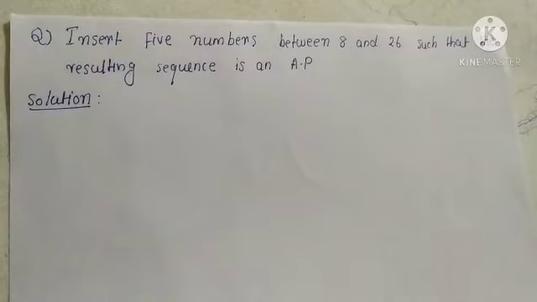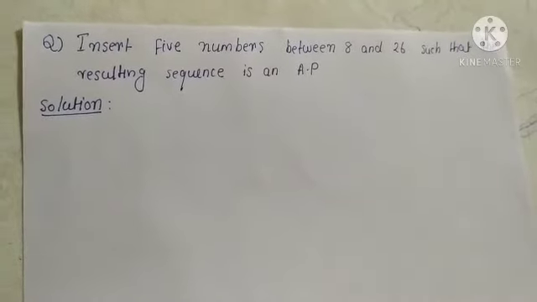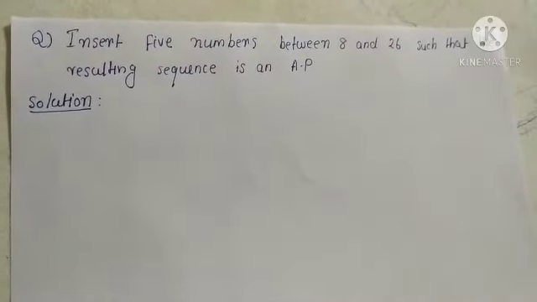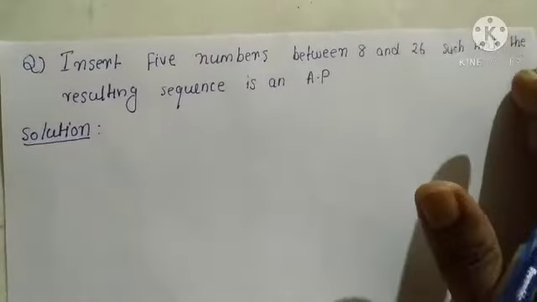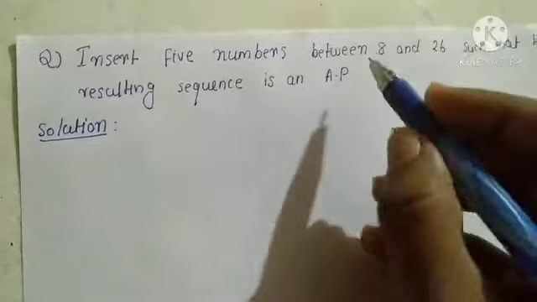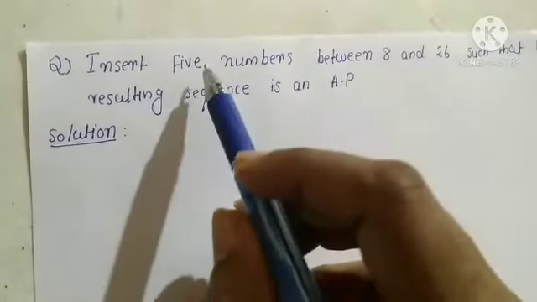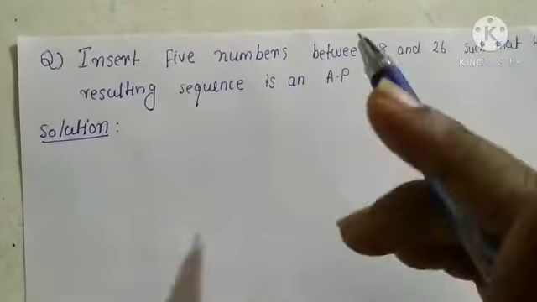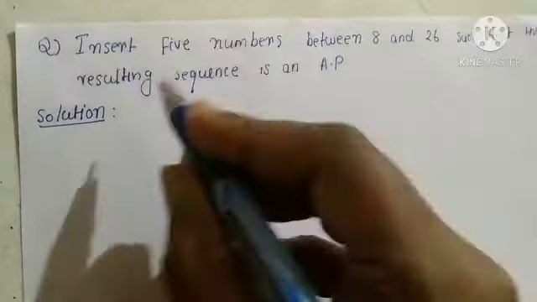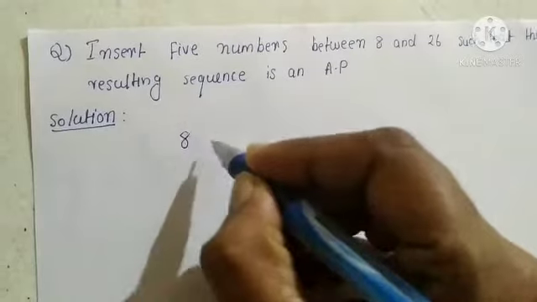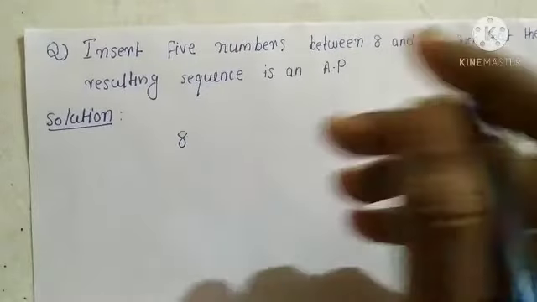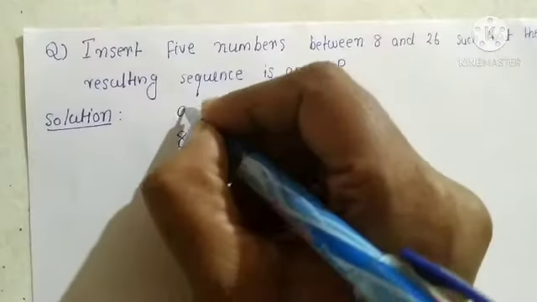This is our first question. Insert 5 numbers between 8 and 26 such that the resulting sequence is an AP. Let's start the solution of this question. Given that we need to insert 5 numbers between 8 and 26. So this is our 8. Insert 5 numbers, so this is our A1, right?